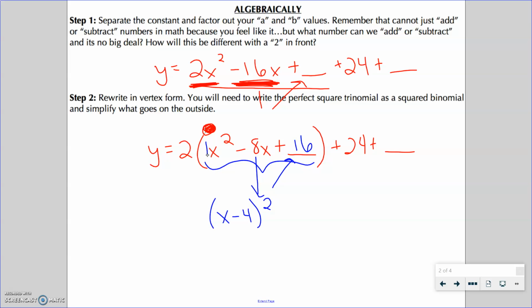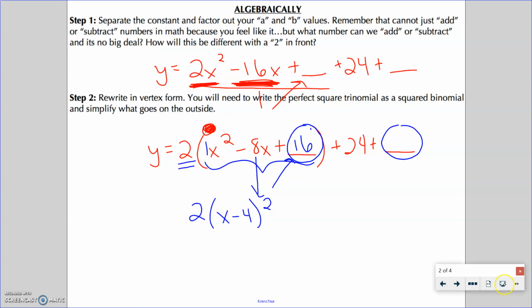Okay, here's where things get a little bit goofy. Okay, so bear with me. The 2 that was in the front right here, you're just going to drop it down and it's still going to be out in front. Here's where things get a little bit tougher. We just added 16 right here. So some of you are probably going, oh, we're going to subtract 16 right there. So it's like we added 0.